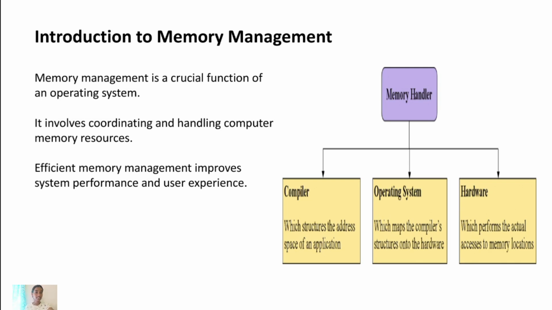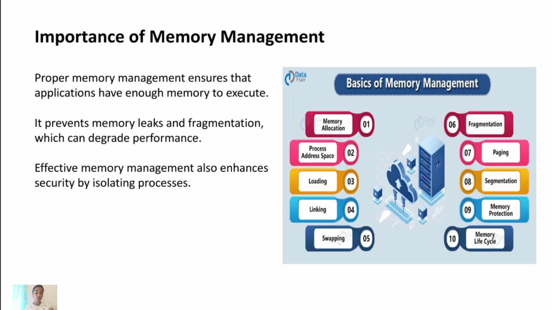Next we study the importance of memory management. Proper memory management ensures that applications have enough memory to execute. It prevents memory leaks and fragmentation, which can degrade performance. Efficient memory management also enhances security by isolating the processes. So here are the basic topics of memory management: memory allocation and the process address space, loading, swapping, fragmentation, paging, segmentation, memory protection and memory life cycle.